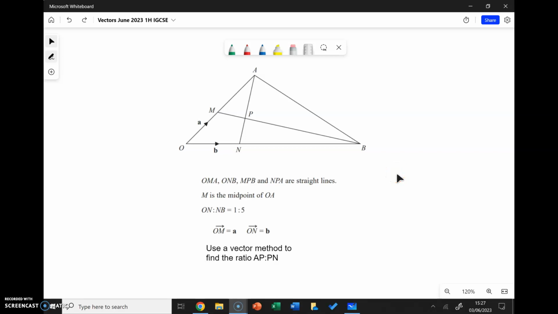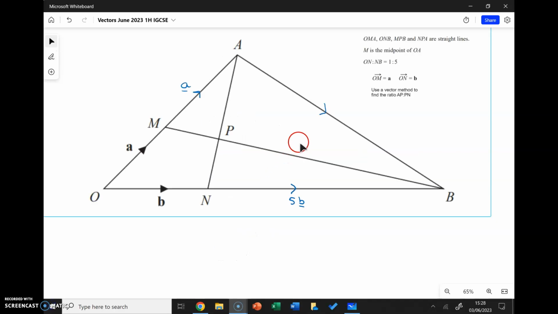So here is one of those lovely vector questions which involves ratio, finding unknowns. It's a tricky one. So have a read, pause it, have a go, and then watch some more. Right, I've popped some things on already.